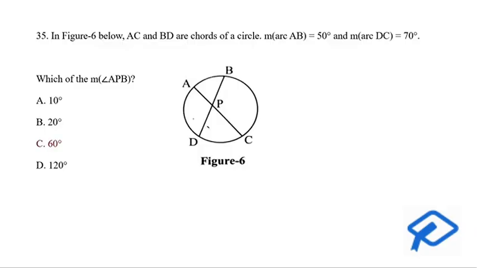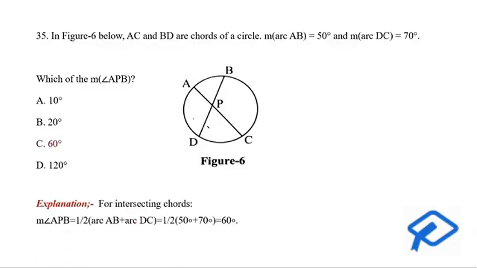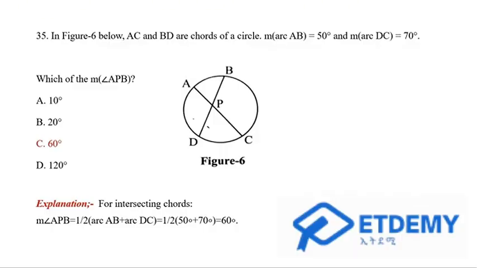The answer is 60 degrees. For intersecting chords, angle APB is equal to half of arc AB plus arc DC, which is equal to half of 50 degrees plus 70 degrees, which is equal to 60 degrees.